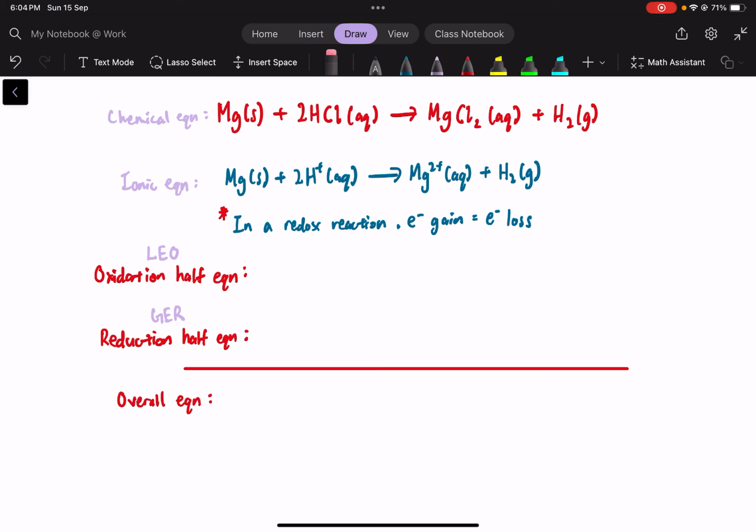Here we have an acid metal reaction where magnesium metal reacts with hydrochloric acid to form magnesium chloride and hydrogen gas. I've written both the chemical and ionic equations here.